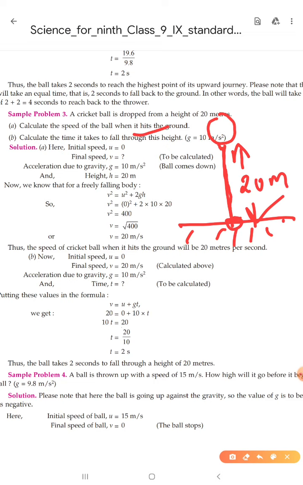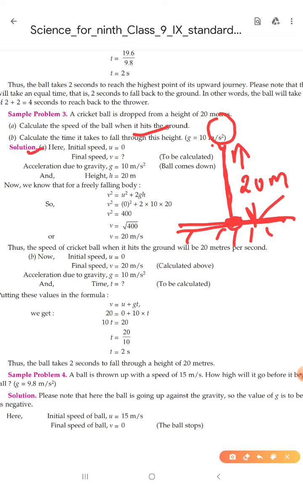Suppose there is a glass on the ground, then it will be broken. Am I right? Because it will apply some force. That ball had some velocity, so we have to find out this velocity first.